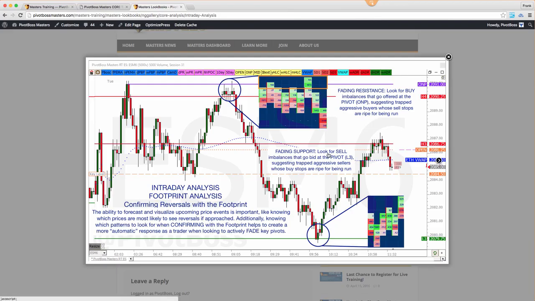So fading support. Fading support. The same thing applies. What we're looking for up here, it's just the opposite. You want to be able to, first of all, forecast that price is likely headed for a potential reversal off of a key level, right?